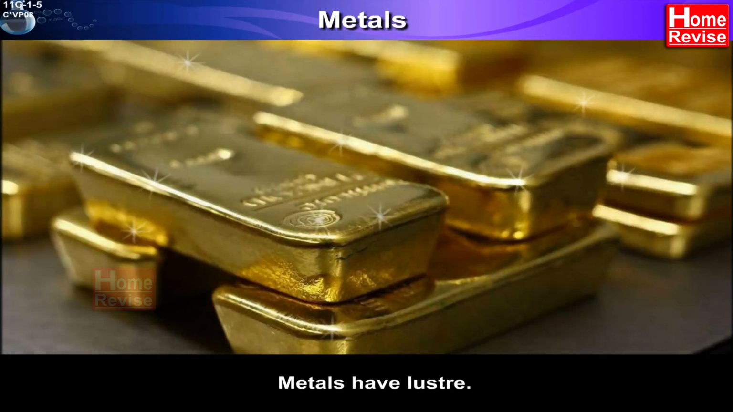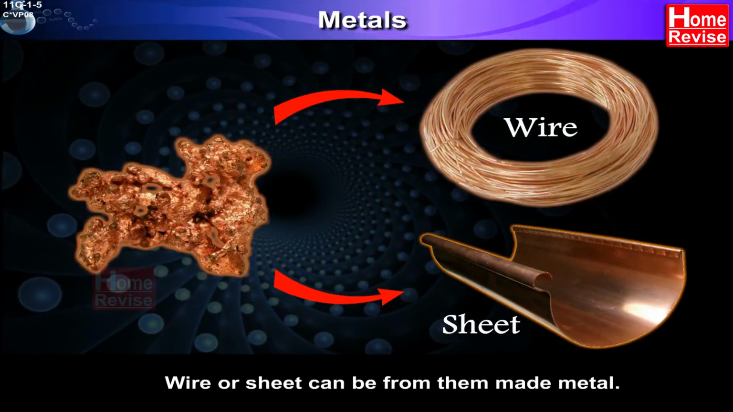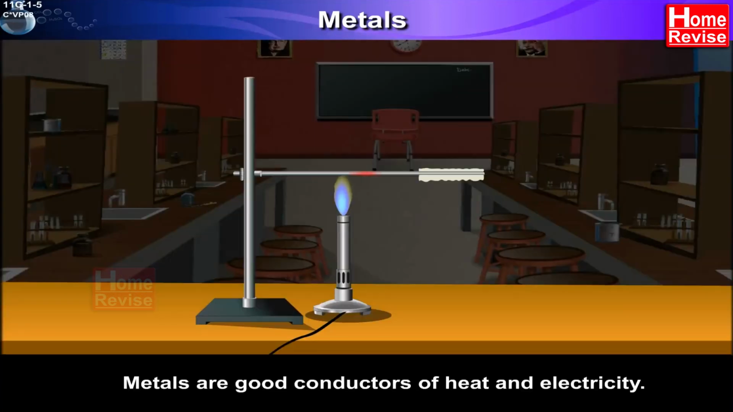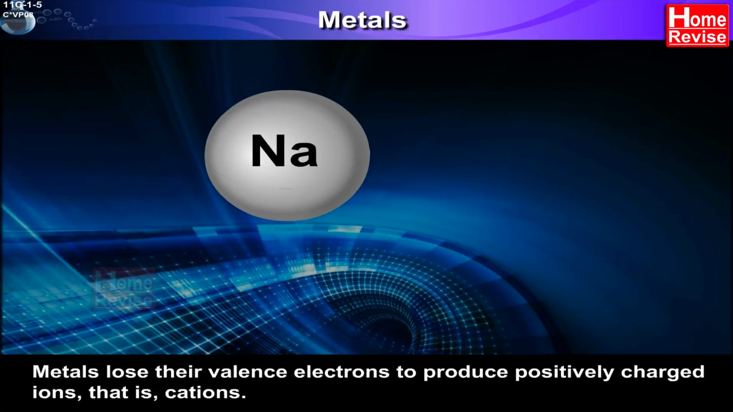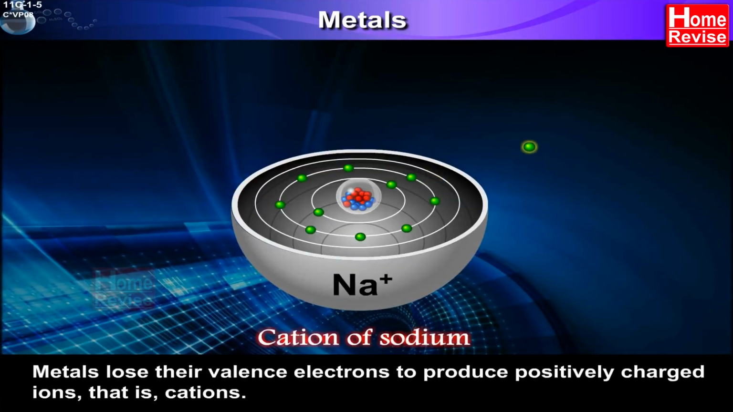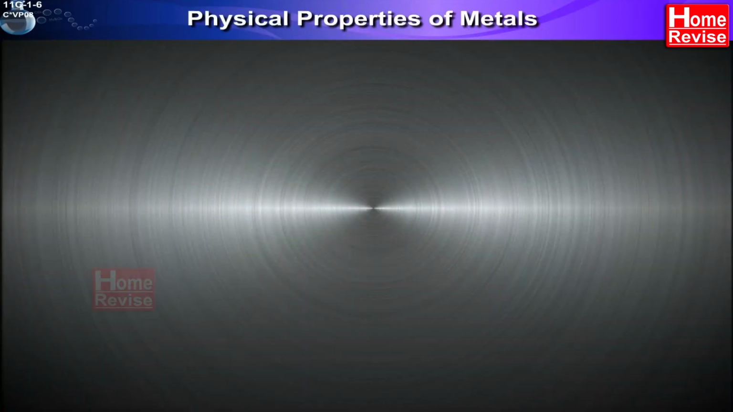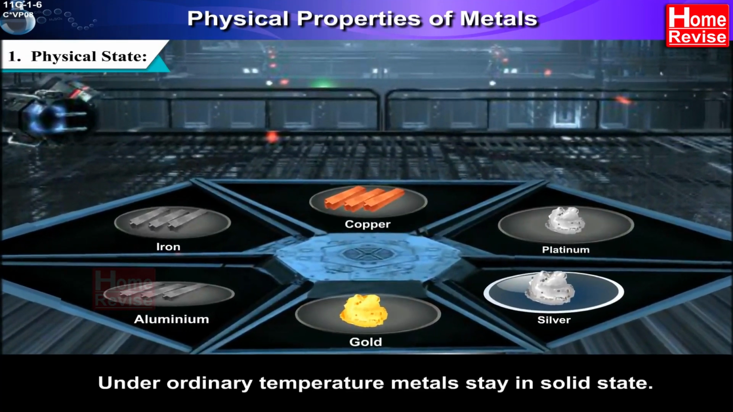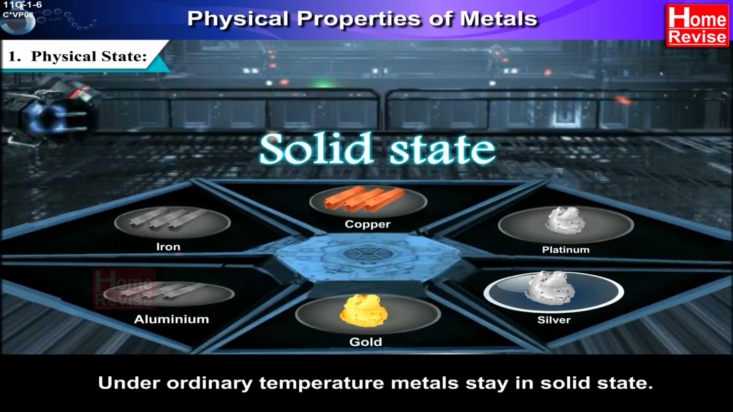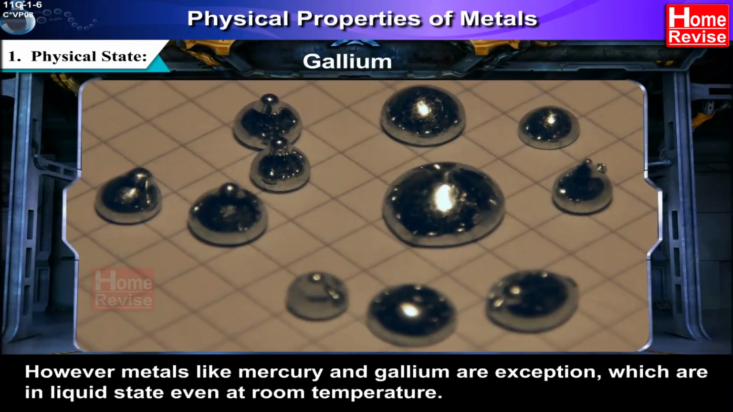Metals have luster. The metals are hard. Wire or sheet can be made from metals. Metals are good conductors of heat and electricity. Metals lose their valence electrons to produce positively charged ions, that is, cations. Physical properties of metals. 1. Physical state. Under ordinary temperature, metals stay in solid state. However, metals like mercury and gallium are exceptions, which are in liquid state even at room temperature.